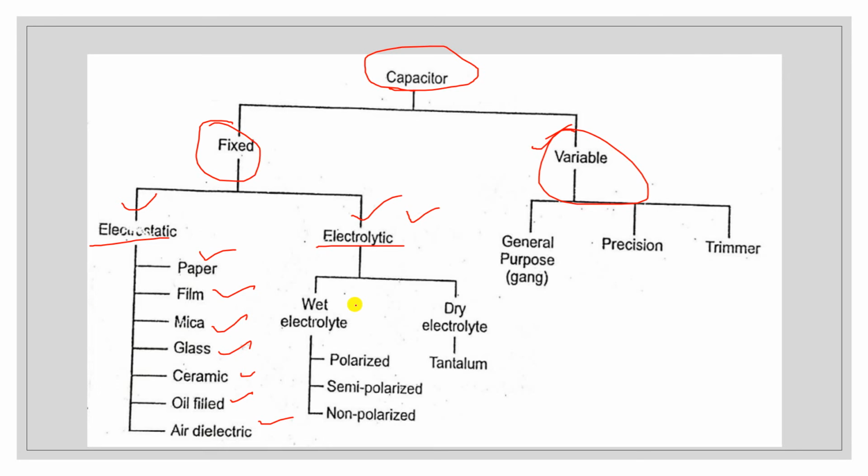Then in the variable type of capacitor, two or more capacitors are connected together. This is known as a gang type of capacitor, precision, and the trimmer. These are the three different types of variable capacitor. In this case, the main capacitors are the electrostatic and electrolytic. Electrostatic capacitors don't have any kind of polarity, that means they don't follow positive and negative. The electrolytic ones follow positive and negative. Aluminum and tantalum material is used in them.